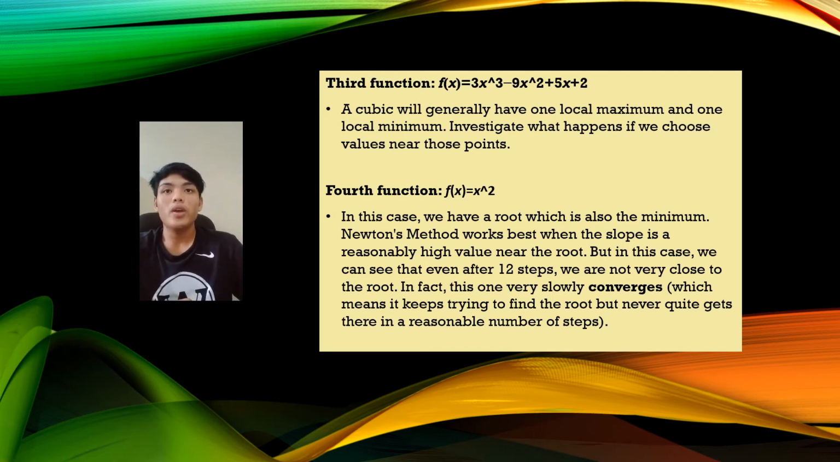In this case, we have a root which is also the minimum. Newton's method works best when the slope has a reasonably high value near the root. But in this case, we can see that even after 12 steps, we are not very close to the root. In fact, this one converges very slowly, which means it keeps trying to find the root but never quite gets there in a reasonable number of steps.